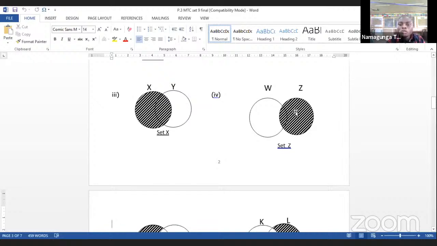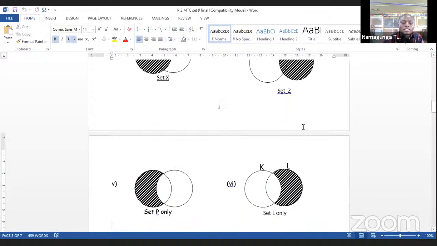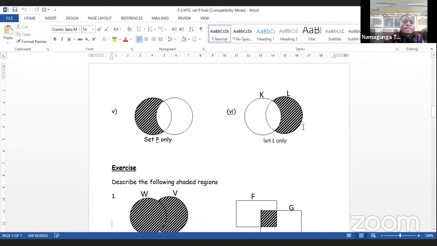On our fourth example, they have shaded the whole of set Z. You can see where set Z passes, and the whole set has been shaded. So just put there set Z. If we look at our next example, they have shaded part of set P here. And this set, they have not shaded anything. So we'll just put here set P only.